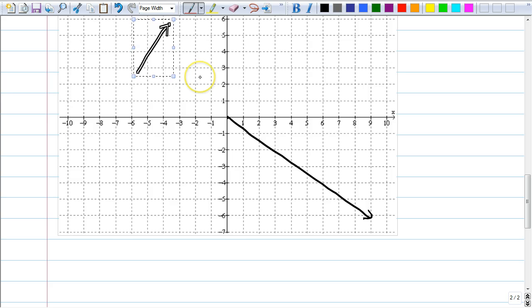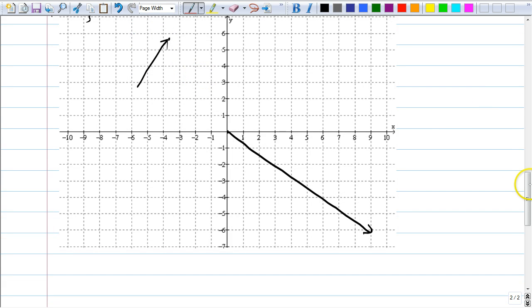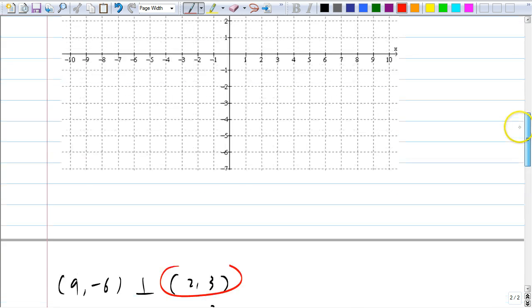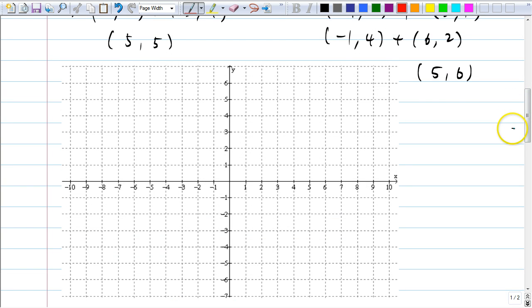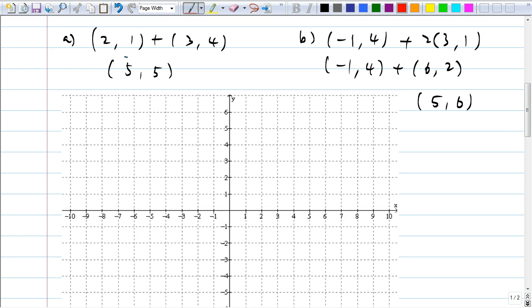So let's graph 2, 1. That's the one that we just did. Let's graph 2, 1 here. So where should we start? I don't know where to start. Let's start at the origin. That's the easiest place. So let's go to 2, 1. I go 2 to the right, 1 up.